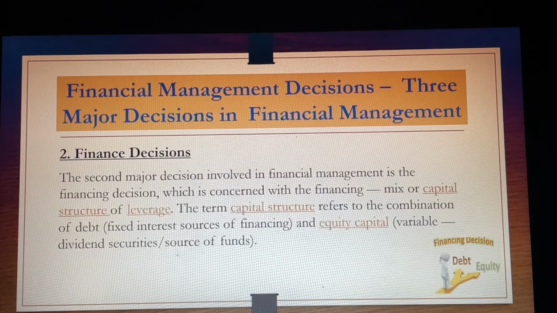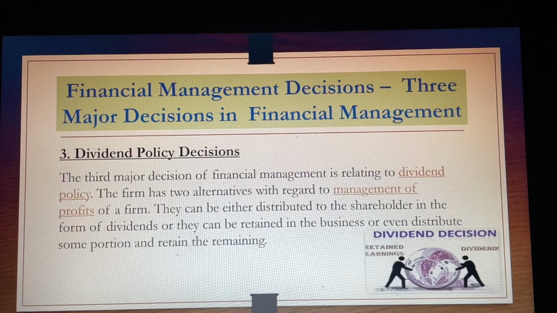So next, the second one is the finance decisions. Under finance decision, the second major decision involved in financial management is the financing decision, which is concerned with the financing mix or capital structure of leverage. When you see the term capital structure, it refers to the combination of debt, meaning fixed interest sources of financing, and equity capital. So this is the variable dividend securities or the source of fund.